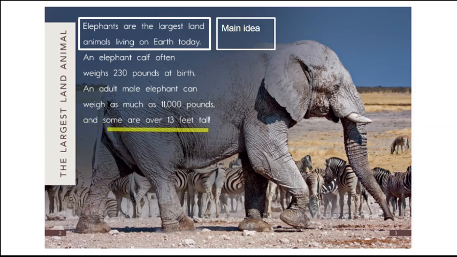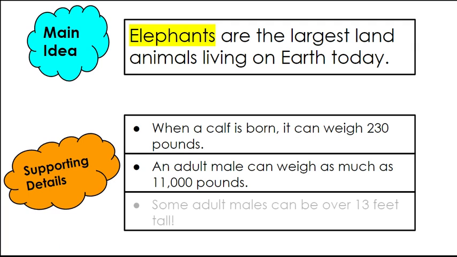And then I looked at the next part. It says some are over 13 feet tall. I put that in a separate box because I could break that apart. So I know that they weigh as much as 11,000 pounds, but some adult animals can be over 13 feet tall. So that also supports my idea that elephants are the largest land animals living on Earth today.